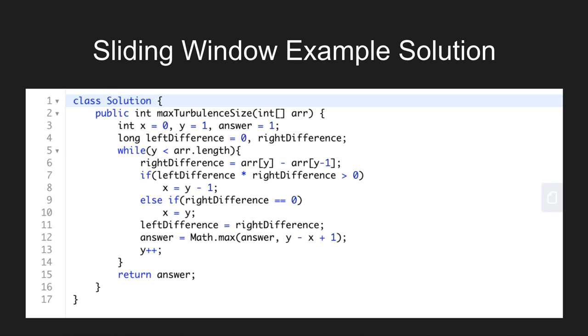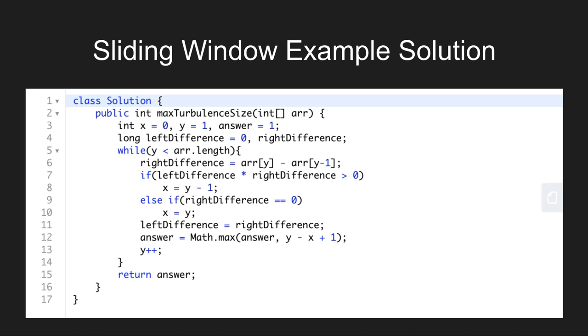In this case, as you can see, we're given our integer array called r. Here our pointers are going to be x and y, which refer to the start and end indices respectively. And our answer, which is going to be our running best maximum length of the window, is going to start off at 1.